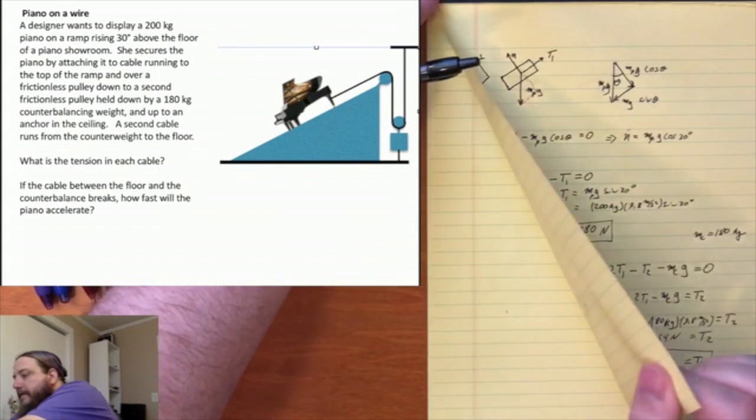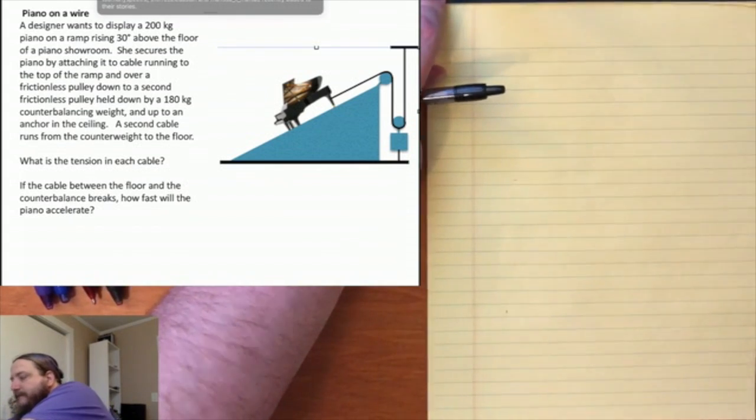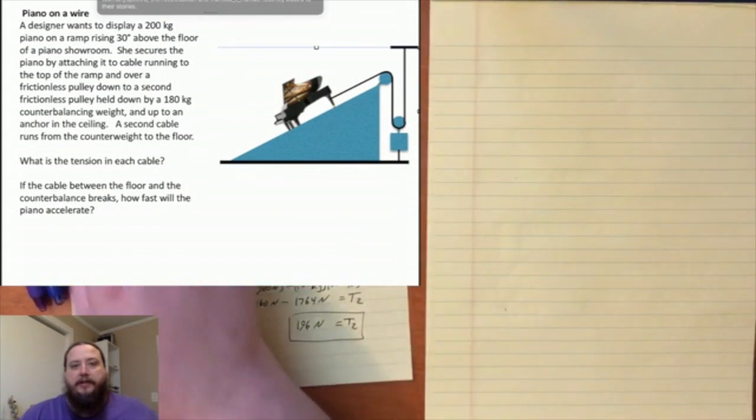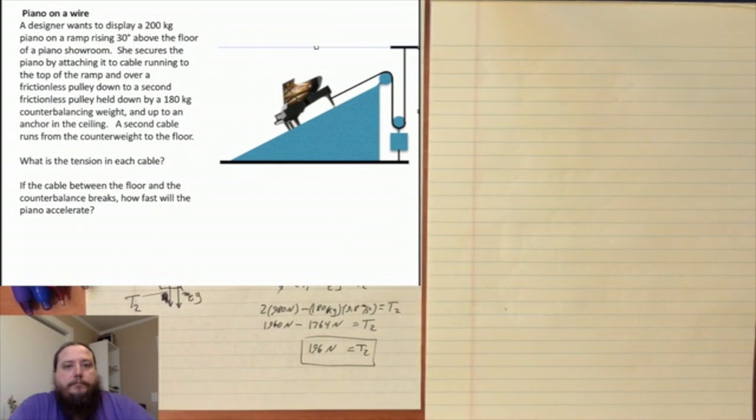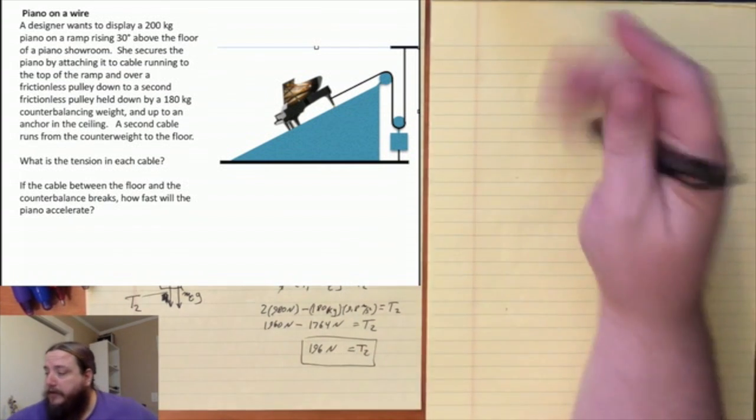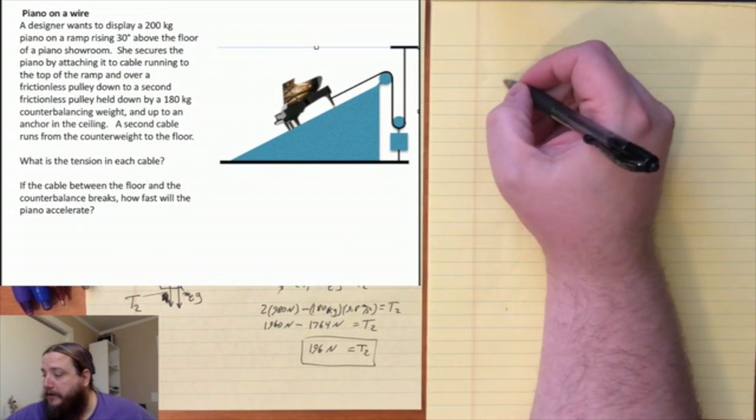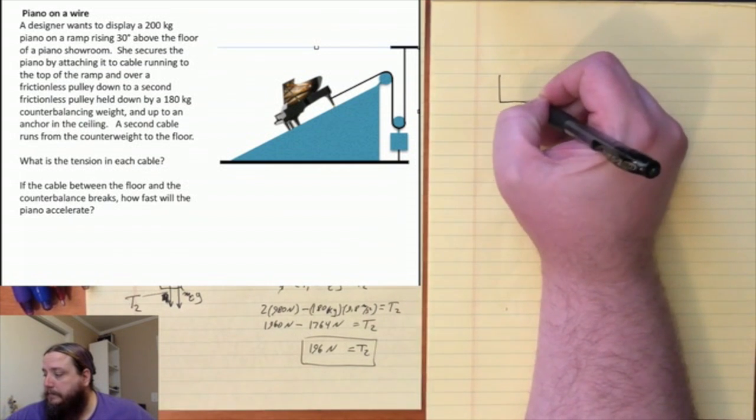So then we can look at the second part of the problem, which asks, if the cable between the floor and the counterbalance breaks, how fast will the piano accelerate? Well, let's start with the counterbalance, and we'll look at that, and then we'll examine what happens with the piano. So now we go back to our free body diagram.